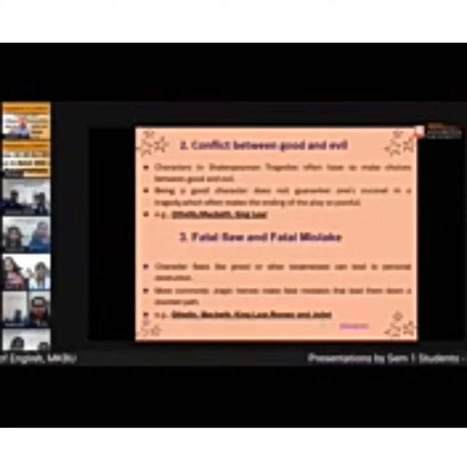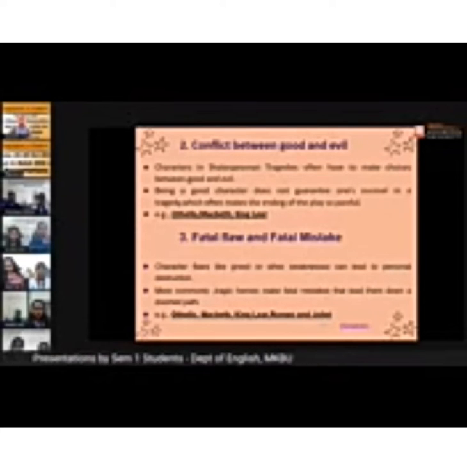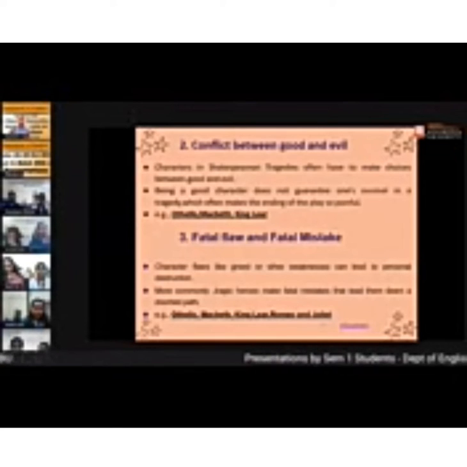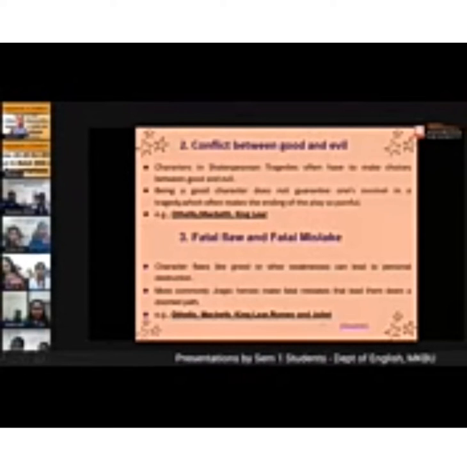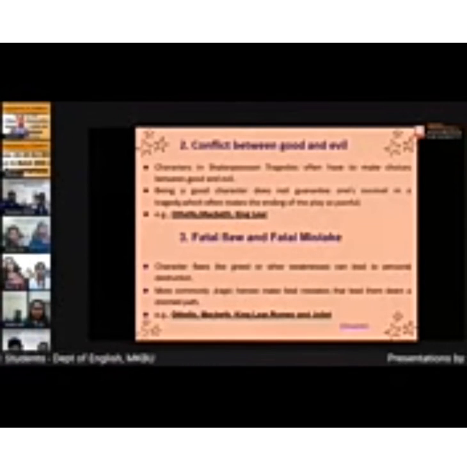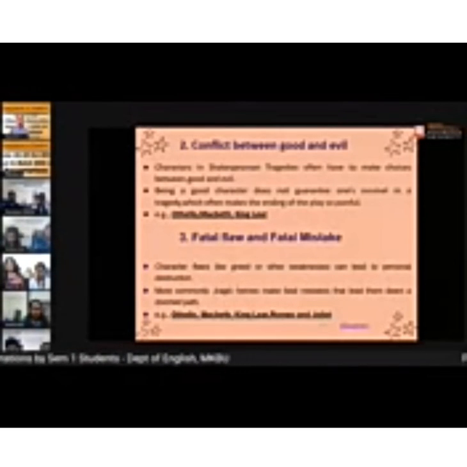Conflict between good and evil. Characters in Shakespearean tragedy often have to make choices between good and evil. In his tragedies, we can see that a protagonist's life has two options: one is good and the other is evil. Being a good character does not guarantee one's survival in the tragedy, which often makes the ending of the play so painful. We cannot say that if he chooses the good way, or is a good character, he doesn't face a tragic end. Often even a good character who has taken a good path also faces a tragic end.